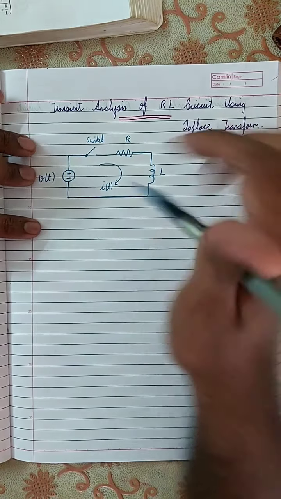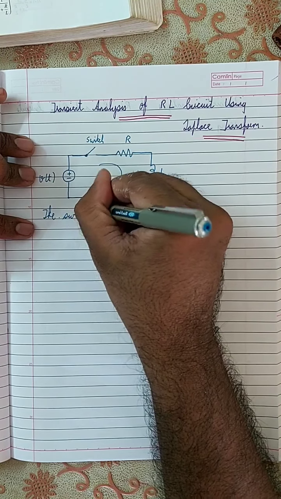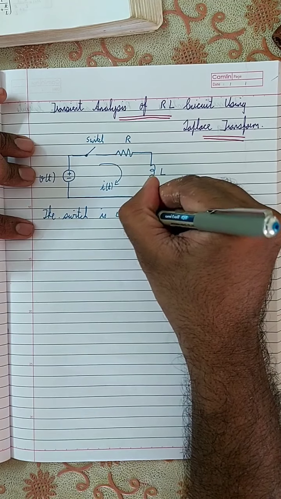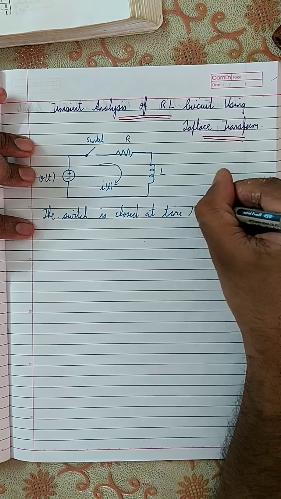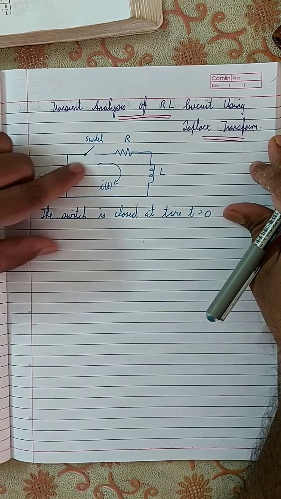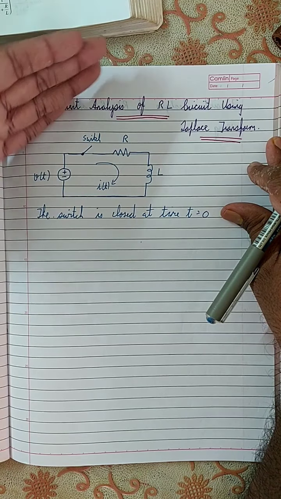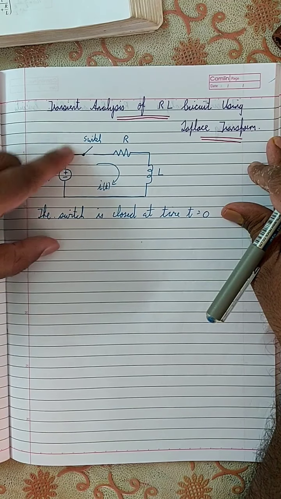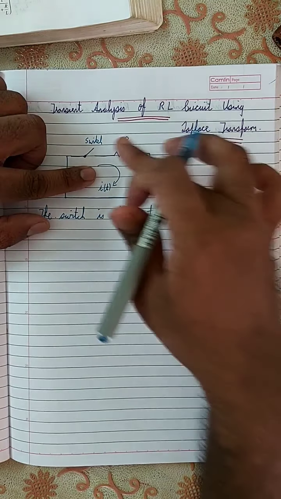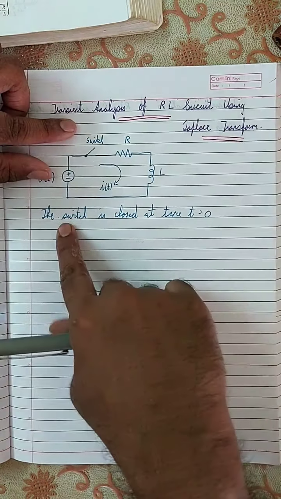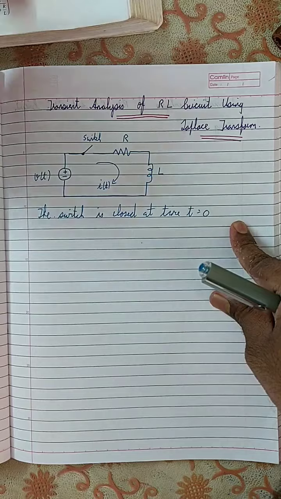I'm going to assume that here in the circuit, the switch is closed at time t equals 0. That is, at time t equals 0 only, the circuit will turn on, because at t equals 0 the switch comes into the on position. So this voltage will generate the current and there will be a current flow in the circuit. If the switch was open, then there won't be any current, so the current across these two elements will become 0. That's what I'm saying. The switch is closed at time t equals 0. That means at the starting point the switch is closed, not before that.